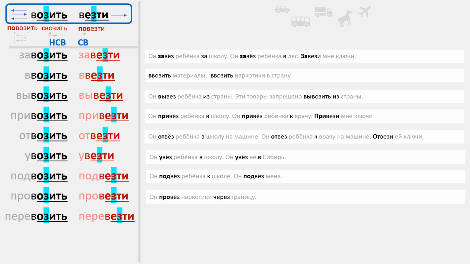Перевозить, перевести. To transport somebody or something across or over something, like a bridge, for example. To transport from one side to the other. He drove grandma over the bridge. Он перевез бабушку через мост.